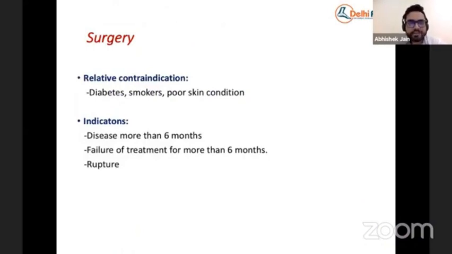When it comes to surgery, there are certain contraindications. The relative contraindications are diabetes, smokers, and poor skin condition.